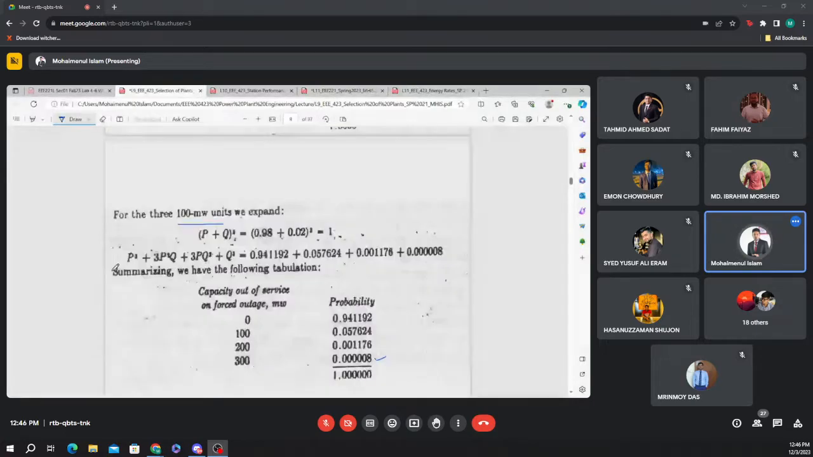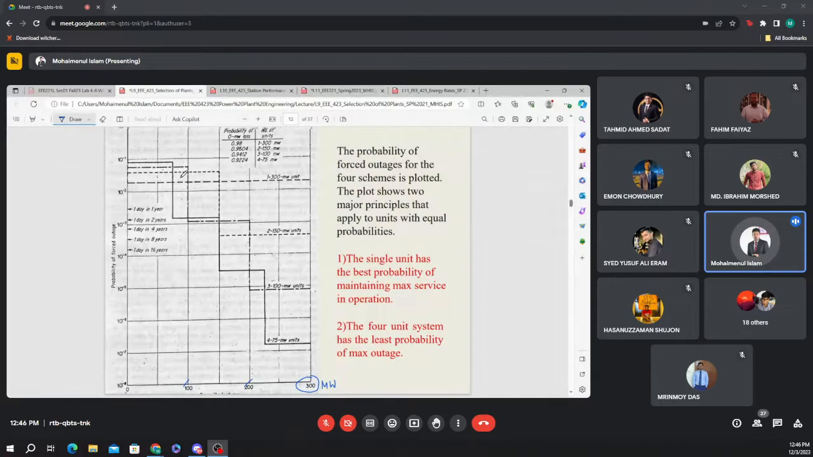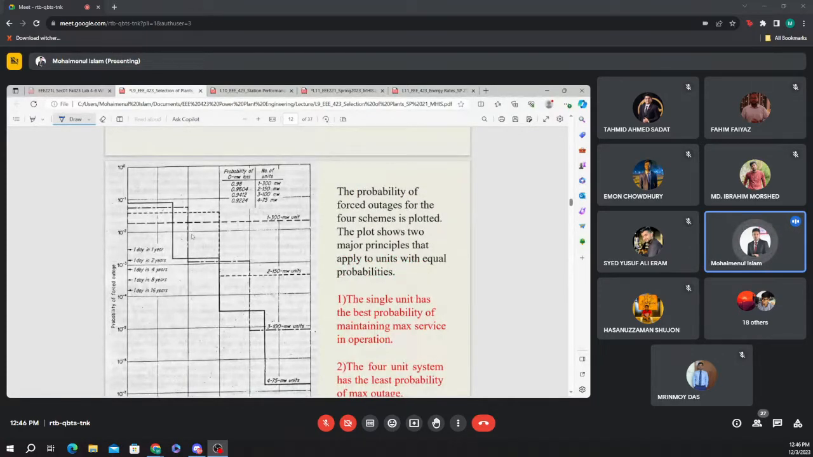If it is 0.02, your graph should start from 0.02. As there is no other unit, that value should continue up to 300 megawatt. That is our forced outage probability. The other part is the probability of no loss, meaning all the units are in operational mode. That value should be 0.98. This is a semi-log graph, where the y-axis is logarithmic and the x-axis is normal.